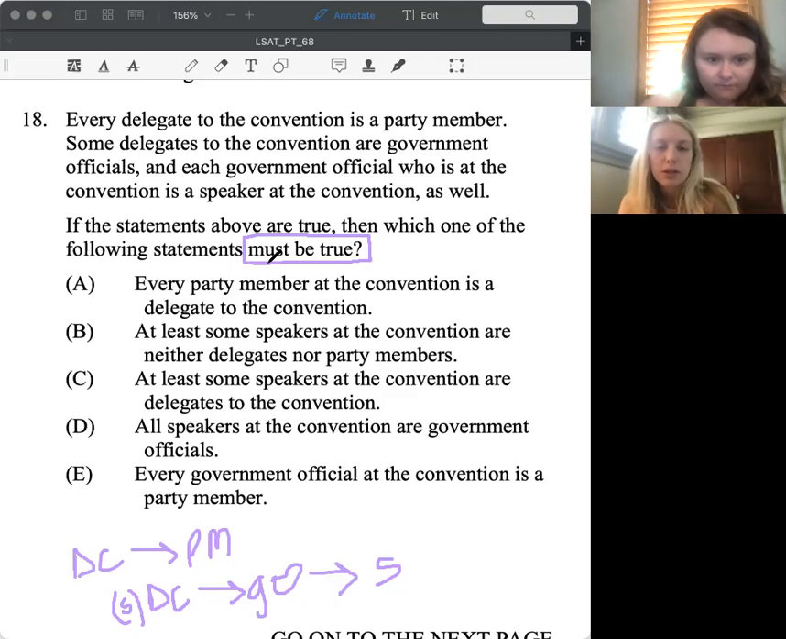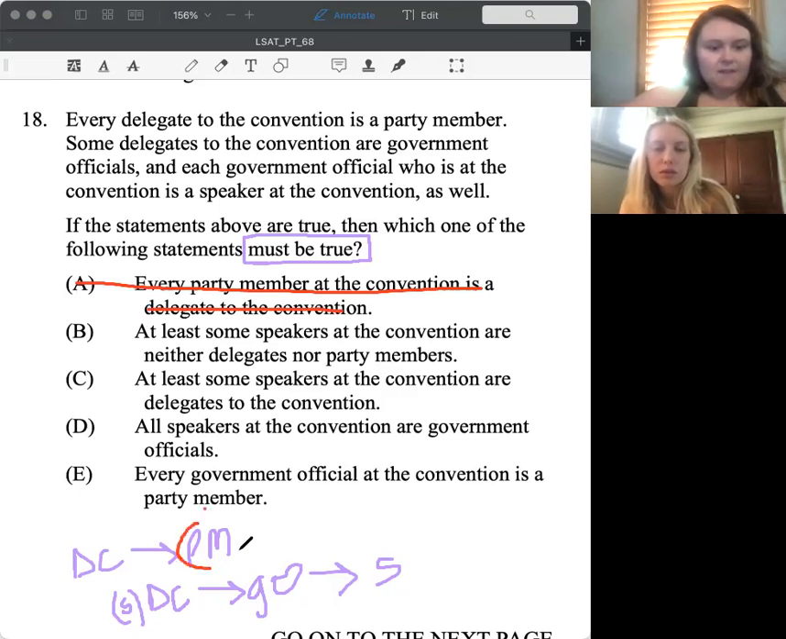Every party member at the convention is a delegate to the convention. No, because that's an incorrect reversal of the first. Yep, maybe there are party members that are just hanging out there. Excellent. Yeah, we took that and yep. All right, what about B?